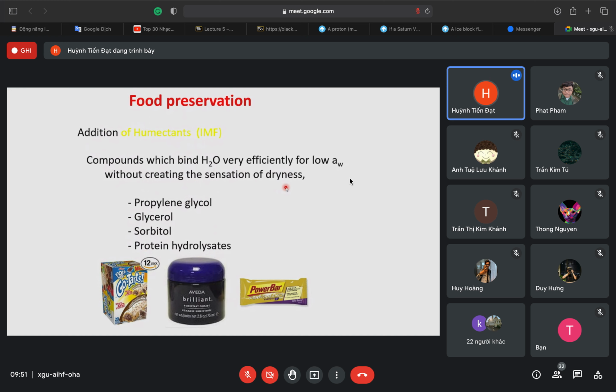And that is the reason why, for certain types of bread, you see that the outer layer is sometimes more fat soluble. So you see a little bit of greasiness on the surface of certain types of cake, okay? Because they try to lower water activity, but the sensation of dryness is not present in there. So the food is still okay for consumption.